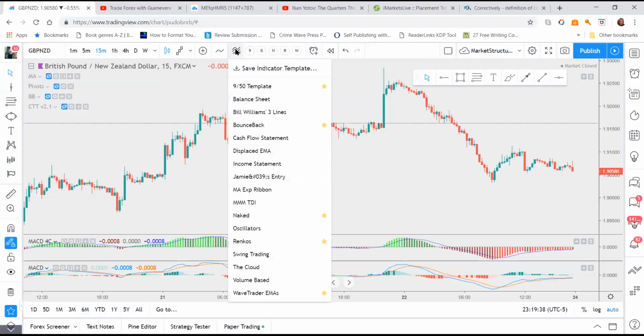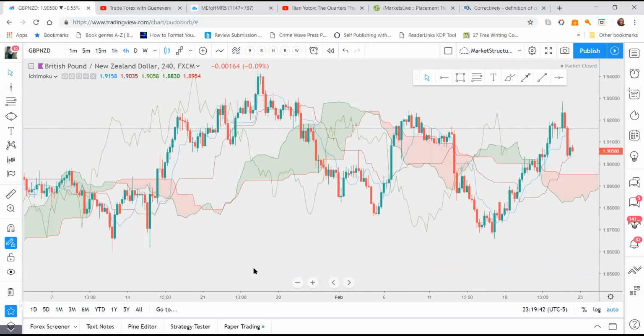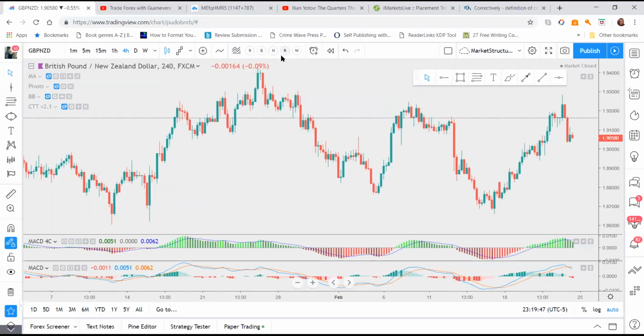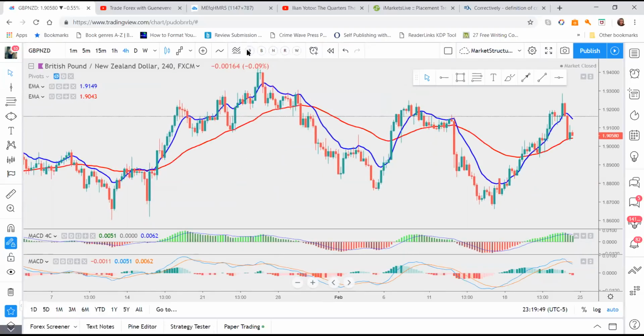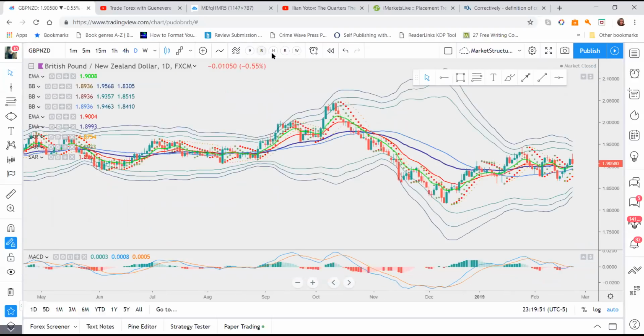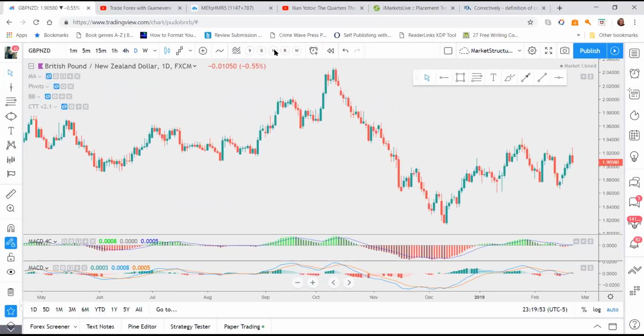But if I wanted to look at the cloud, I just hit the cloud and it comes on there. And if I wanted to switch it to naked, just do that. If I wanted to switch it to my 9 and 50, just do that. Bollinger Bands, just do that. So you're not all over the place, okay?